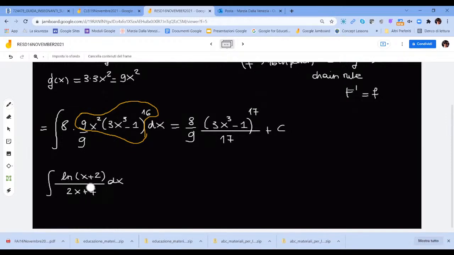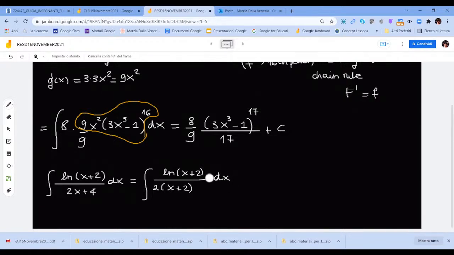What is this? Again, it is a power of logarithm. And this is tricky because you can compute this by substitution. But I wanted to show you that if you rewrite 2 times 1 over x plus 2, this is the derivative of logarithm of x plus 2. I'm sorry, I said x plus 1, but it was x plus 2.